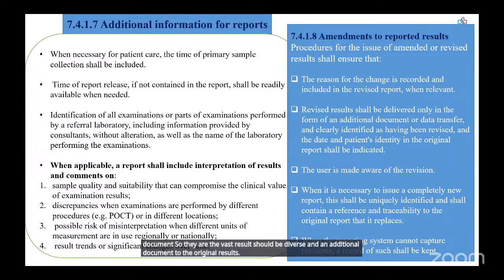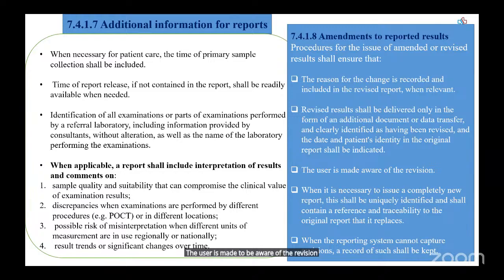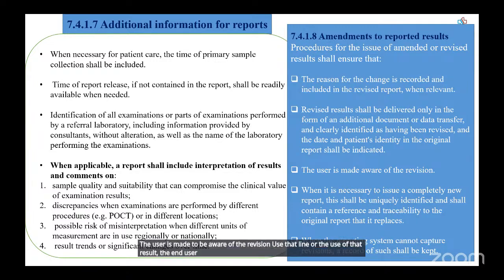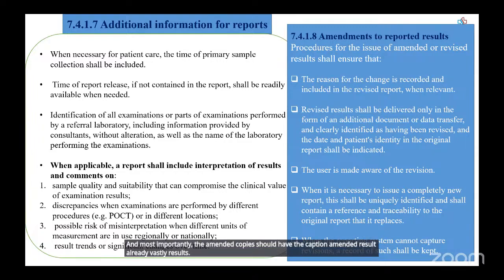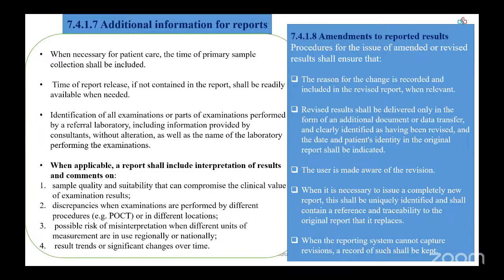The user is made aware of the revision. The user lab, or the end user of that result, must be aware that this result has been reviewed, or there's a revision, there's an amended copy. And most importantly, the amended copy should have the caption amended result or reversed result. So the record of both results has to be kept. You don't tear one or remove one from the system.